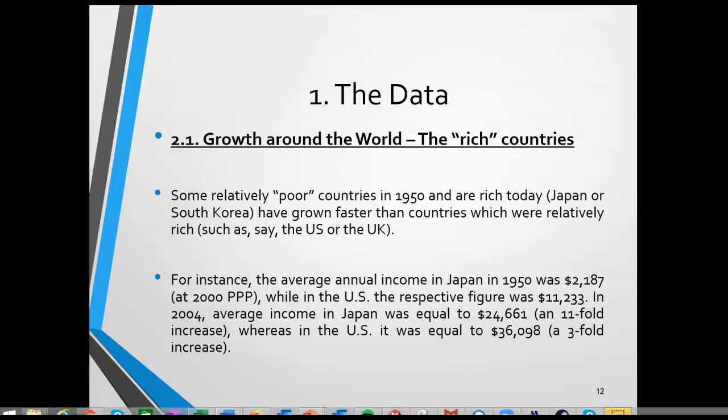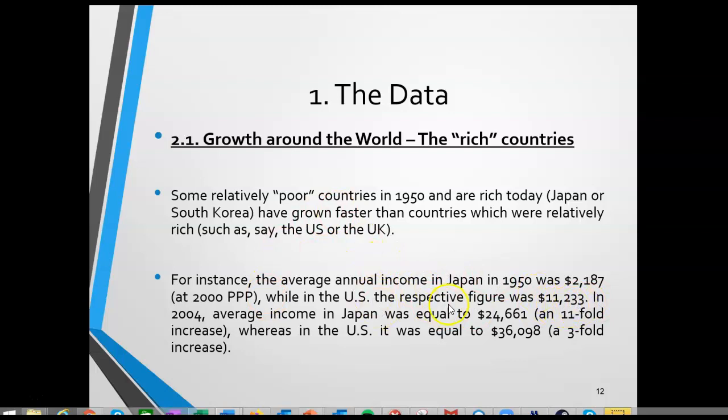Let's look at the original evidence that this came from. The first studies that were done in the 1950s identified a bunch of countries that at the time were relatively poor, quote unquote. It was Japan and South Korea especially that have grown much faster than countries which were relatively rich, for instance, the US or the UK. For instance, in 1950, expressed in 2000 dollars, Japan's average annual income was about 2,000 US dollars in purchasing power, whereas for the US, the respective figure was about 11,000.